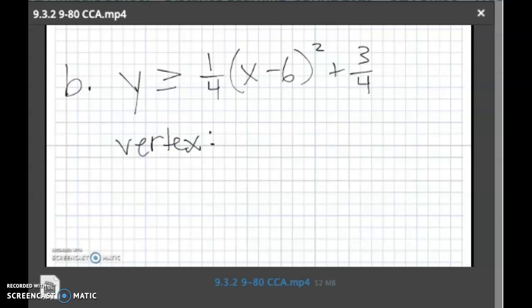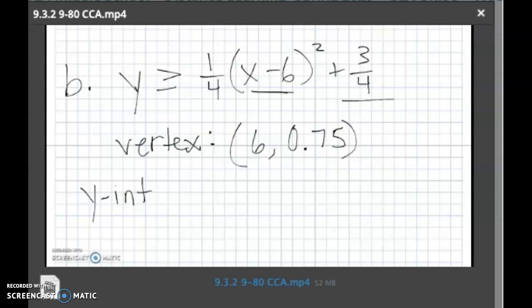I know that my vertex is, remember, you take what's in the parentheses and set that equal to 0, so the x-coordinate is 6. Whatever that number is there is my y-coordinate, 3/4. I'm just going to write it as a decimal, 0.75, because that'll be easier when I'm graphing it. And then we need to find the y-intercept.